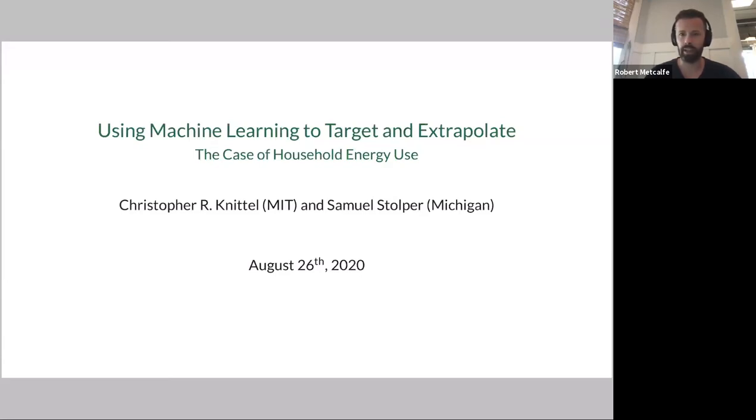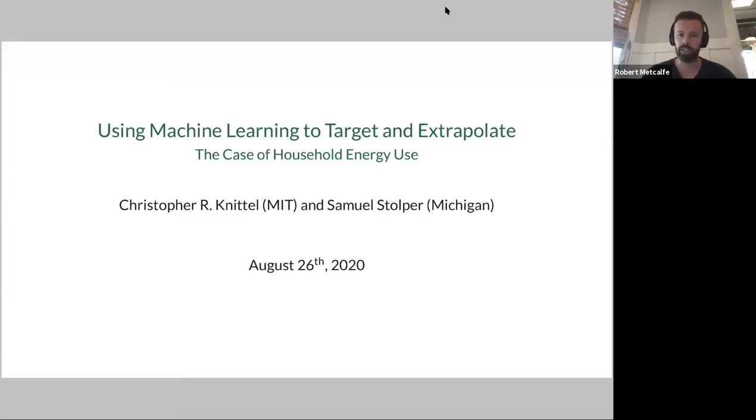We are very happy and excited to have Chris Knittel and Samuel Stolper giving their paper on using machine learning to target and extrapolate: the case of household energy use. So Chris will be giving the talk today. Chris is the George Schultz Professor and Professor of Applied Economics at the MIT Sloan School of Management. Chris's work is generally in the areas of industrial organization, environmental and energy economics, and also applied econometrics.